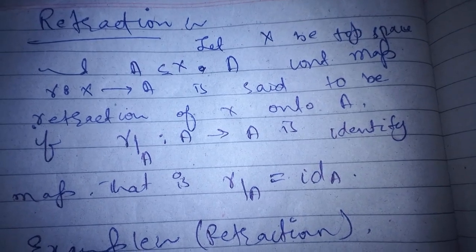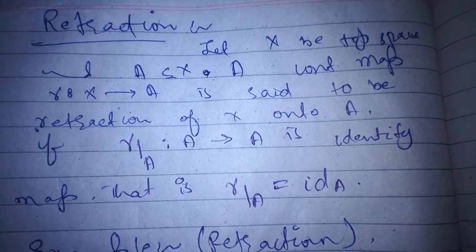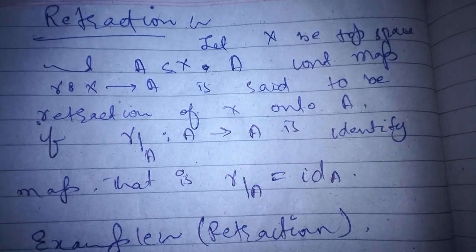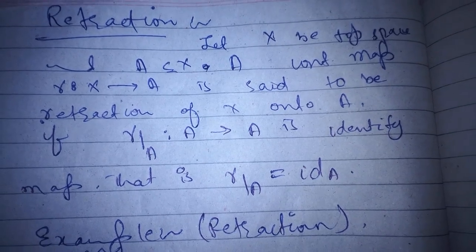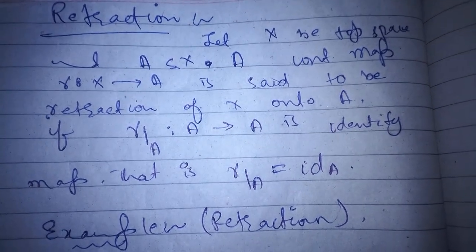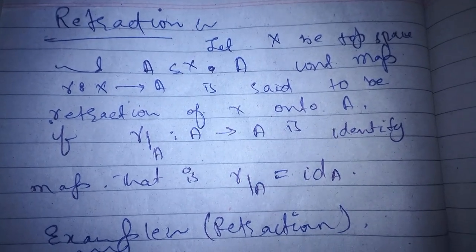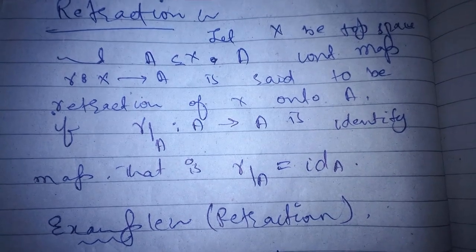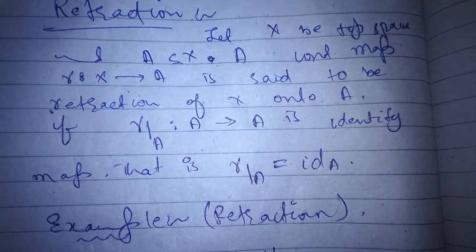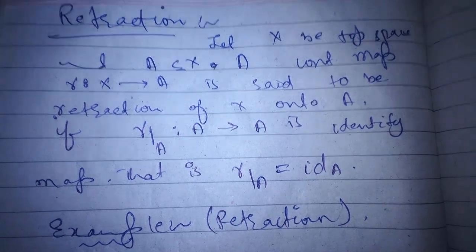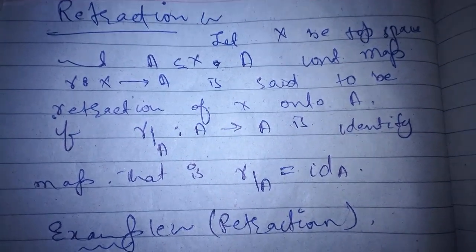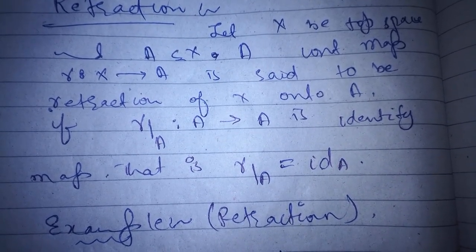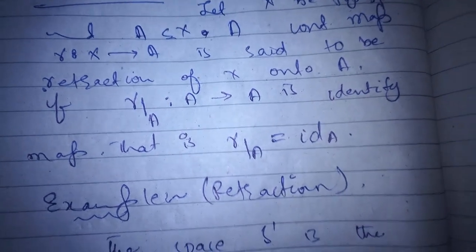Let X be a topological space, meaning X is any topological space and A is a subset or subspace of X. A continuous map R from X to A is said to be a retraction of X onto A if R restricted to the domain A, from A, is the identity map, that is, the restricted map R to A is equal to the identity on A.